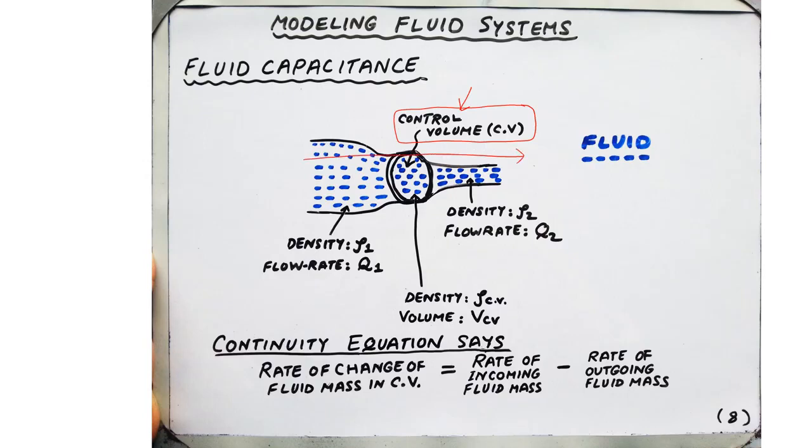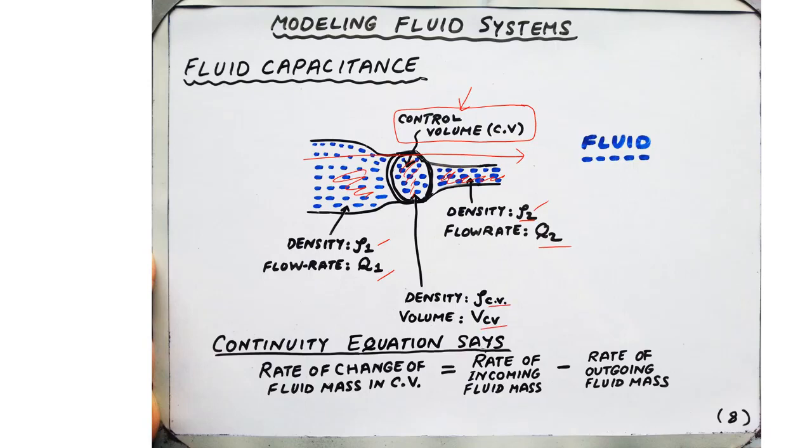Then the portion of the fluid that is to the left of the control volume has some density ρ1 and it has some flow rate Q1 over here, this region. And the density of the fluid on the other side of the control volume is ρ2 and the flow rate Q2, that's over here. And inside the control volume, we have taken density ρCV and the volume as VCV.